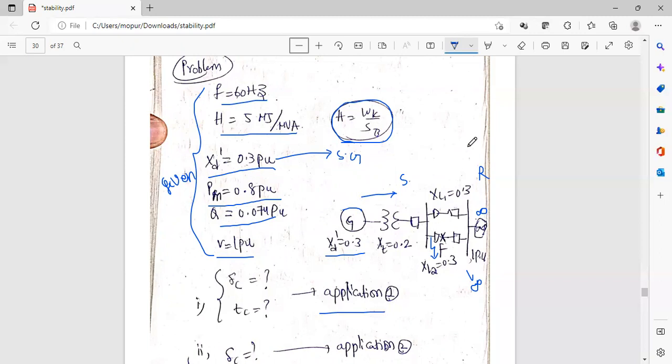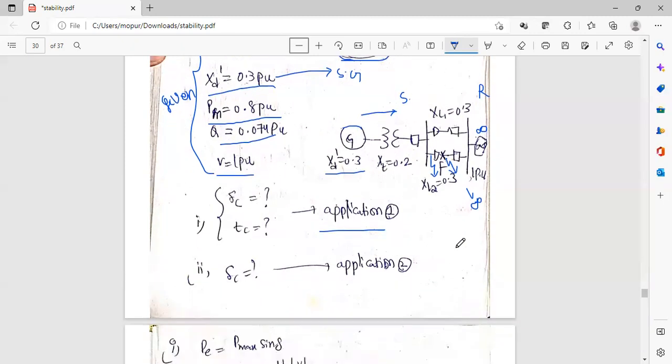And then the second subdivision is a three-phase fault that occurs at the middle of one of the transmission lines, that is at this point. That is application 2, the middle of the transmission line. The fault is cleared and the faulted line is isolated. We should find the critical clearing angle in this condition.